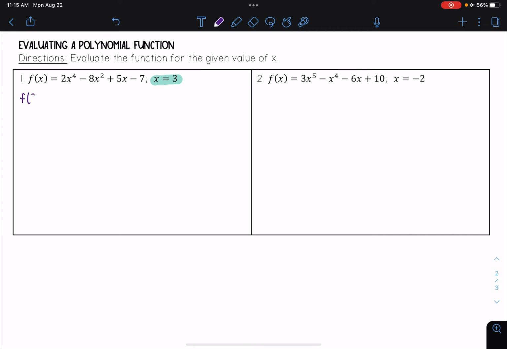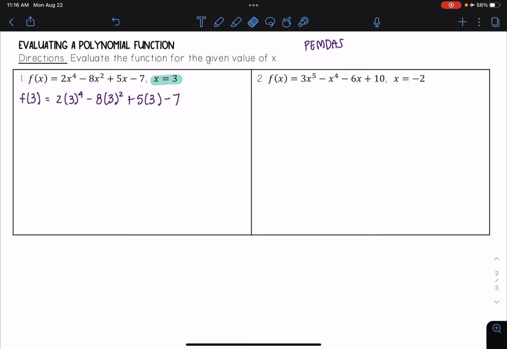So I have that f of 3 is equal to 2 times 3 to the fourth minus 8 times 3 squared plus 5 times 3 minus 7. Now you could type this whole thing into your calculator or Desmos, or we can go ahead and use our order of operations to do this by hand. So remember, order of operations is PEMDAS, where the P is parentheses, E is exponent, MD is multiplication and division, and then addition and subtraction.